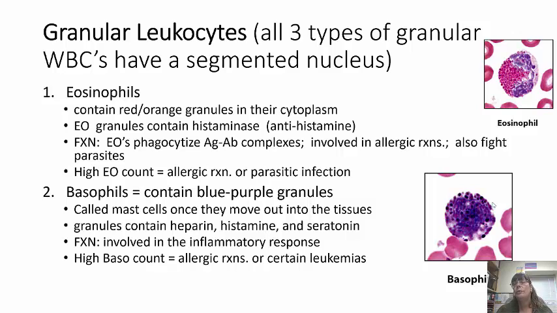Basophils contain blue and purple granules, and they're called mast cells once they move out into the tissues. The granules contain heparin, which is a blood thinner, histamine, which we know is the allergic reaction, and serotonin, which helps our mood regulation. They're involved in the inflammatory response, and if you have a high basophil count, it usually means you're having an allergic reaction. It can be related to certain leukemias, though.